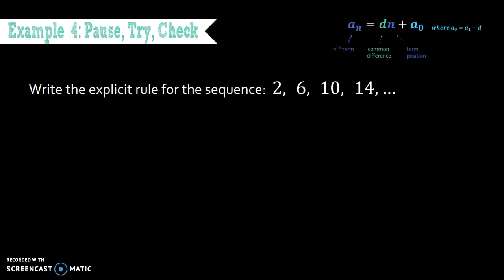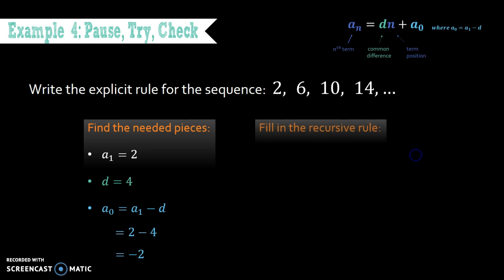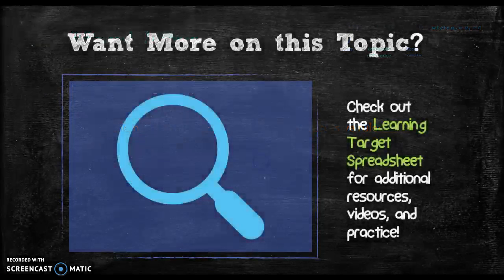Pause and try this one. Let's go find the pieces that we need. Your first term is 2, your common difference is 4, and if we work backwards, we find the term that would come before 2 would be -2, and now we'll put those pieces into the explicit rule where they go. A sub n is equal to 4 times n minus 2.